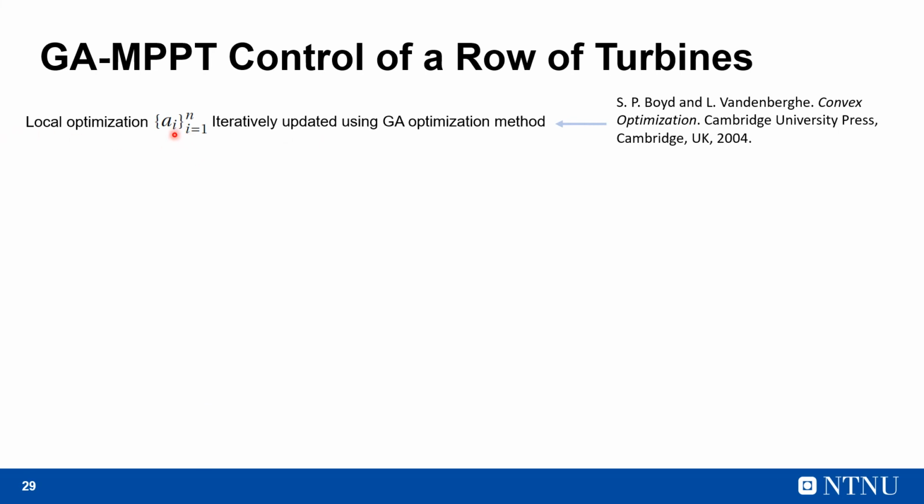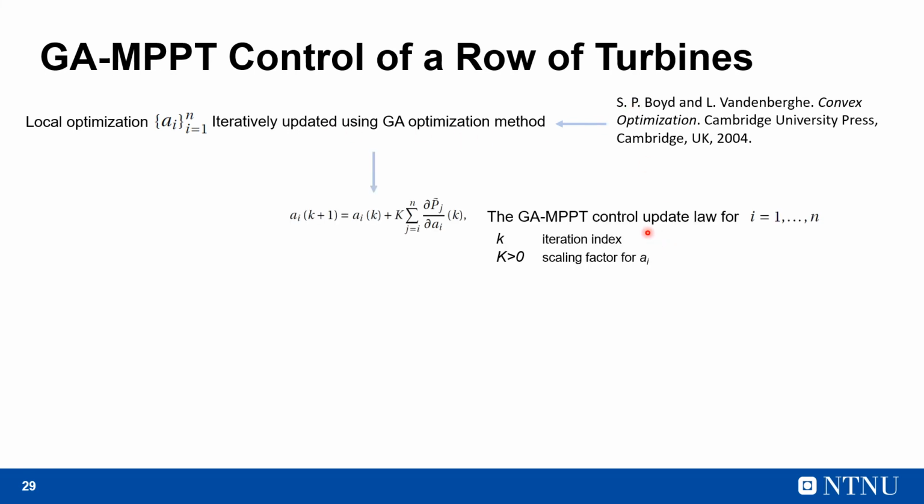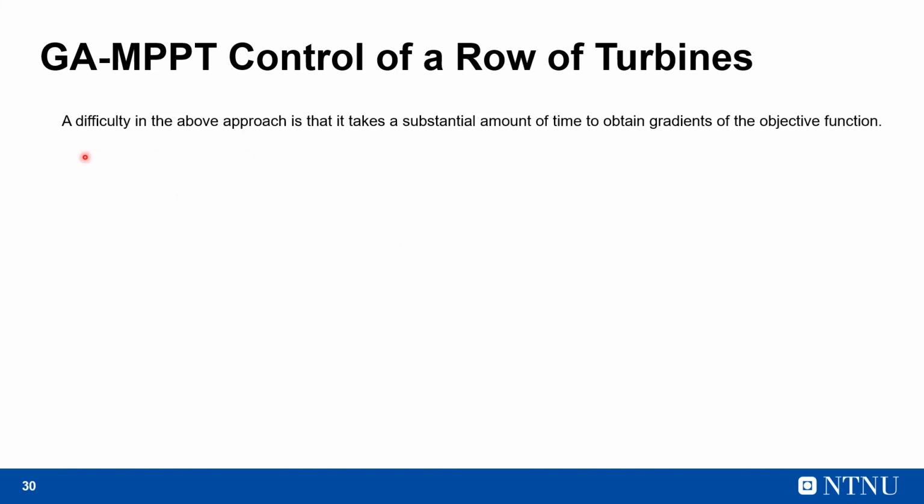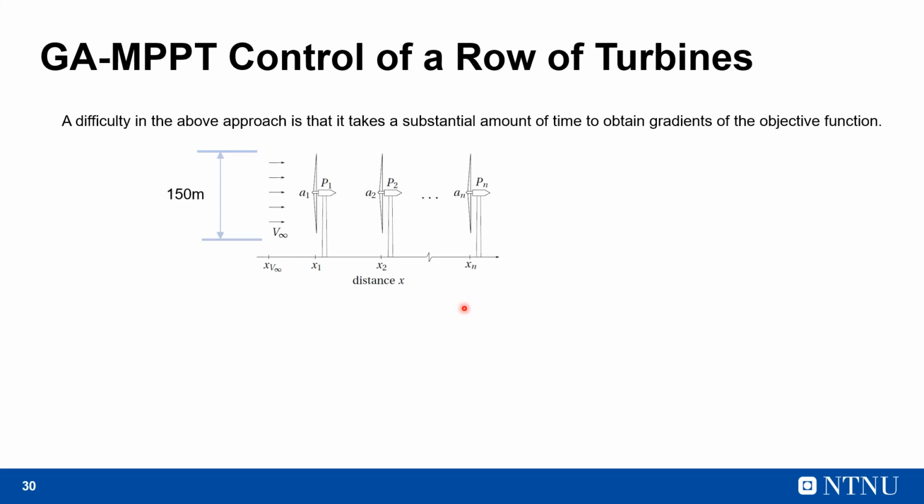For local optimization, the axial induction factors can be iteratively updated using a gradient descent optimization method, which was suggested by Boyd and Vandenberghe. This results in the gradient descent maximum power point tracking control update law, where the small k is the iteration index and the scalar capital K is the scaling factor for the induction factor. For a real-time data-driven optimization case, the gradients of the objective function can be approximated from past iterations using first-order backward differencing. A difficulty in the above approach is that it takes a substantial amount of time to obtain the gradients of the objective function.